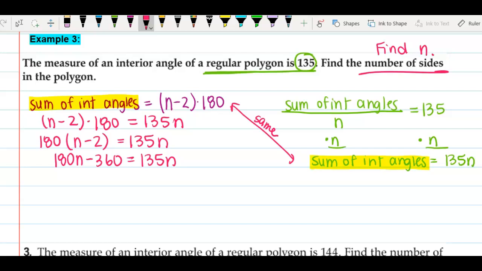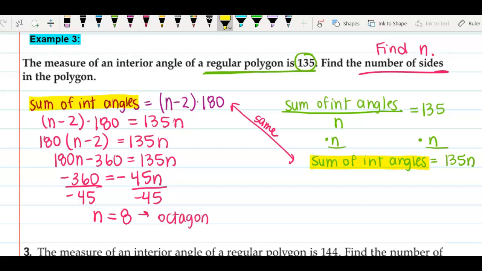From here, you could do it, like I said, a couple different ways. I'm going to subtract 180n from both sides, so I get negative 360, and then 135 minus 180 is negative 45n. Divide by negative 45, and n is equal to 8. So this is an octagon. All right, so that would be our answer.